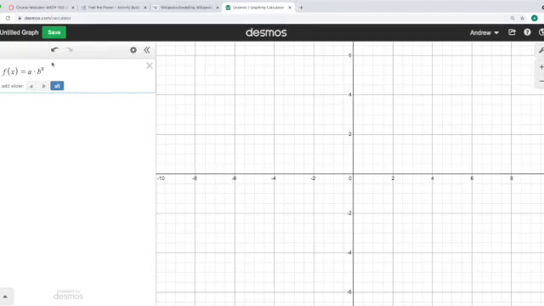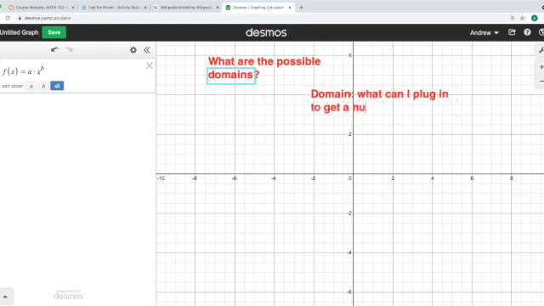We know that power functions have the form f of x equals a times x to the b. And now the question is, what is the domain? What are the possible domains? Well, let's remember that domain are the values of the function, or what you can plug in and get a number. So domain: what can I plug in, get a number out? In other words, it's where the function is defined.